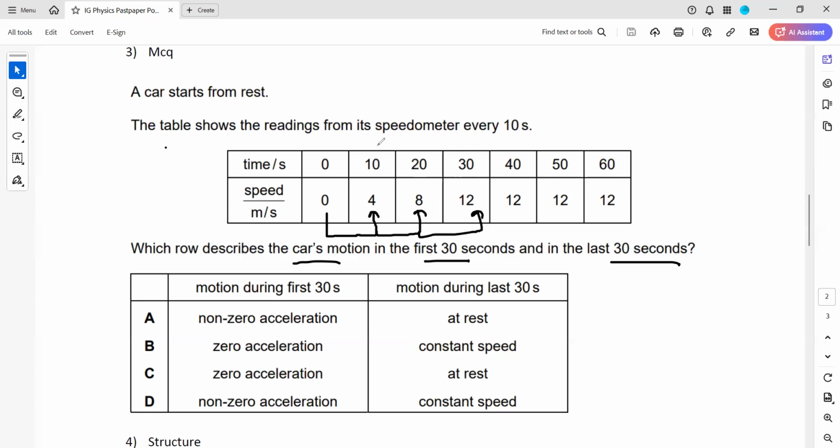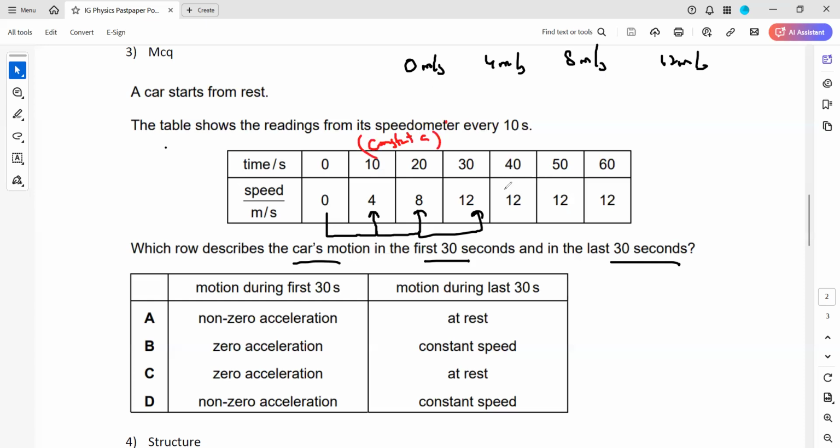So what can we say? In the first part, there is acceleration. Why is it acceleration? Because first the speed was 0, then 4 meter per second, then 8 meter per second, then 12 meter per second. Non-zero acceleration of 4 meter per second, not 4 meter per second squared because the time is 10 seconds. So it will be 0.4 meter per second squared. There is a constant acceleration for this part. Constant acceleration means constant change in speed.